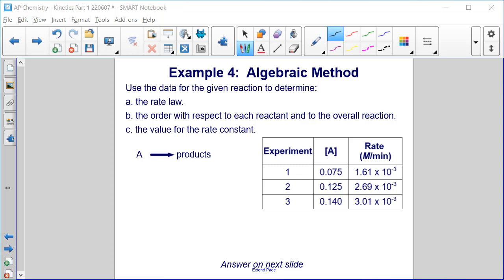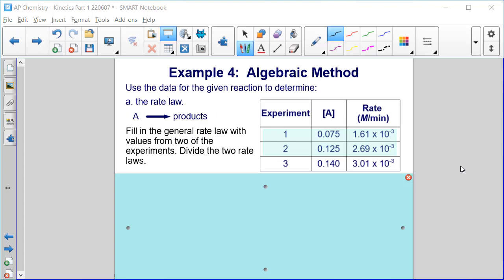All right, here's our fourth example in this unit for determining the rate law. In this case, we're going to explicitly use an algebraic method. So use the data for the given reaction to determine A, the rate law, B, the order with respect to each reactant and to the overall reaction, and C, the value for the rate constant. And we have this generic reaction where some reactant A produces some products. And we have 3 experiments with initial concentration values for A and a rate in molarity per minute.